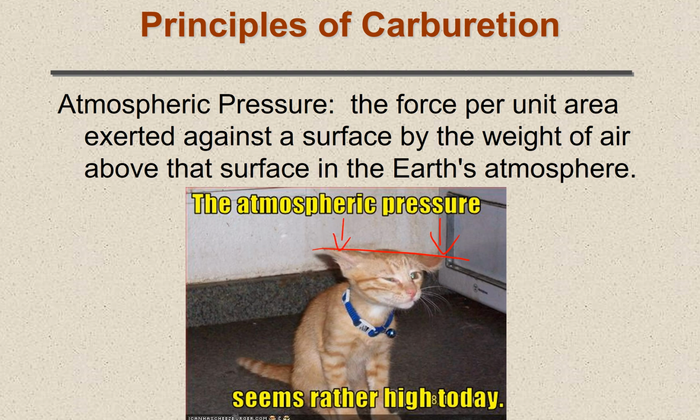We usually classify atmospheric pressure with the units pounds per square inch. So we have a certain amount of pressure pushing down per square inch of this cat. That pressure is in all directions all the time, and it gives us a place to have a pressure differential.